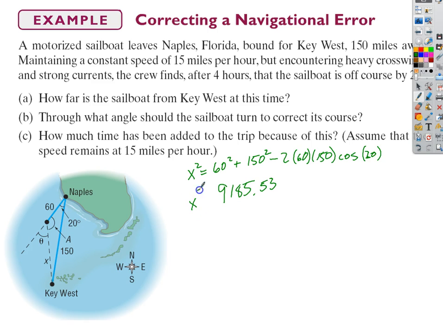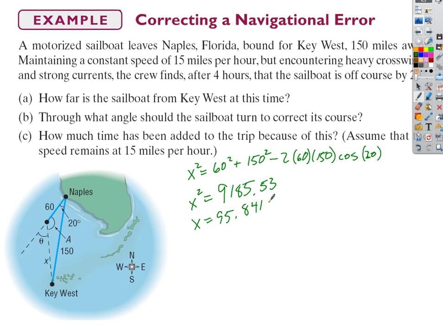Oh, that's just x squared. Right, I've got to take the square root of that, remember? When I take the square root of that, x is equal to 95.8411. That's better. Whew. All right. So that's how far I'm away now from Key West.